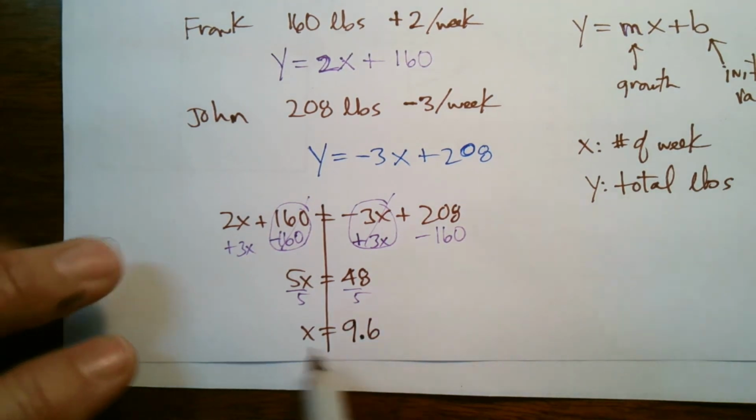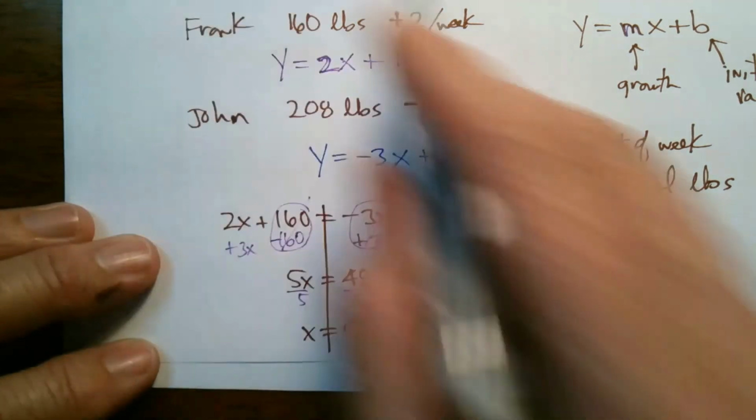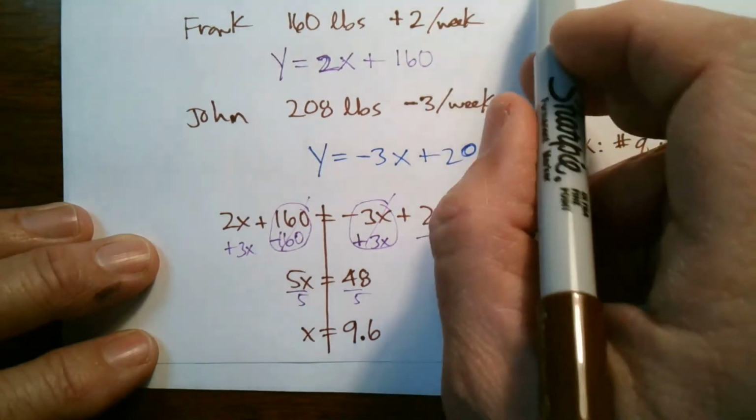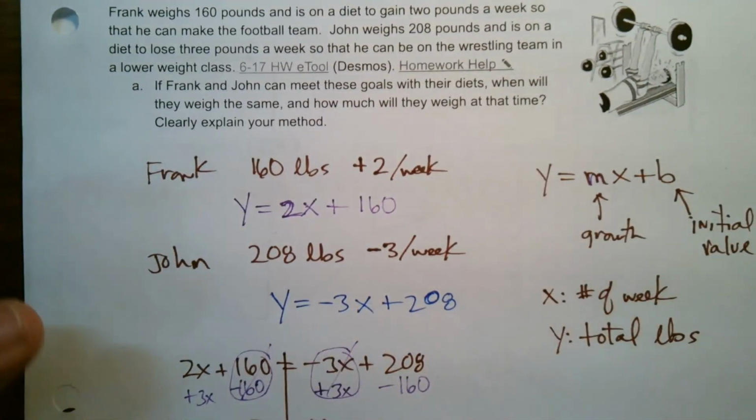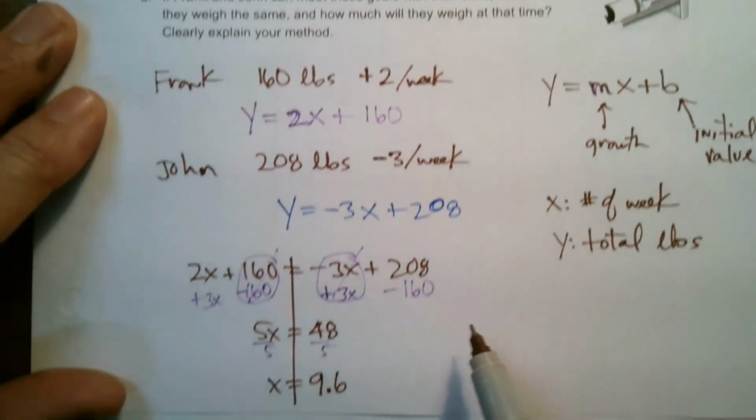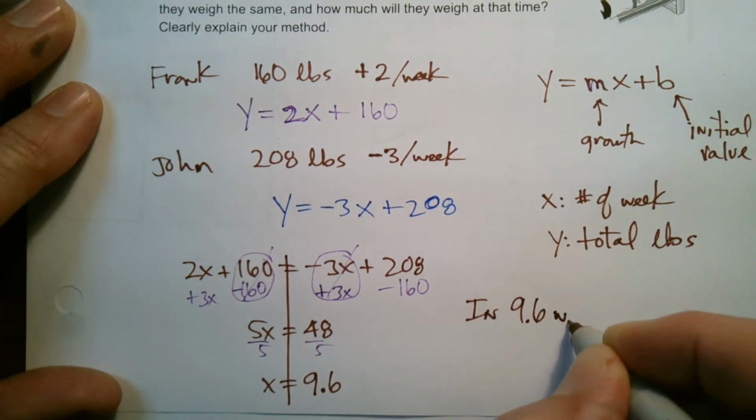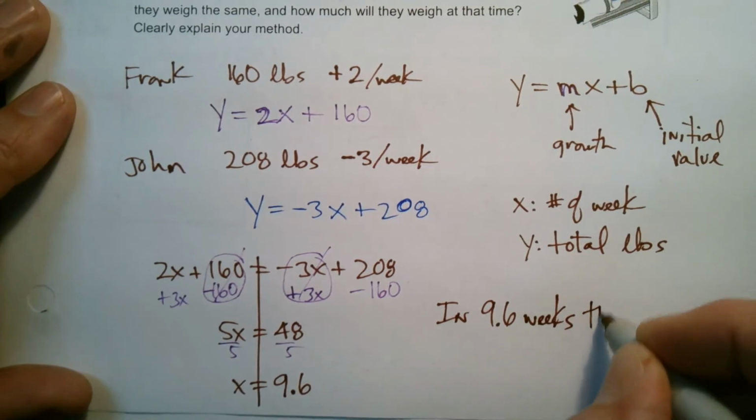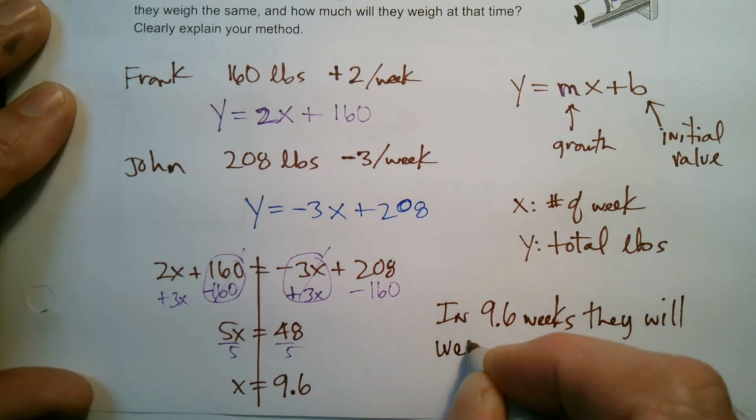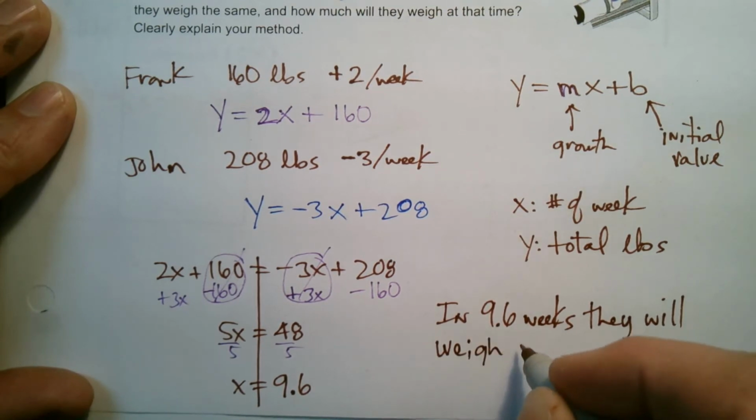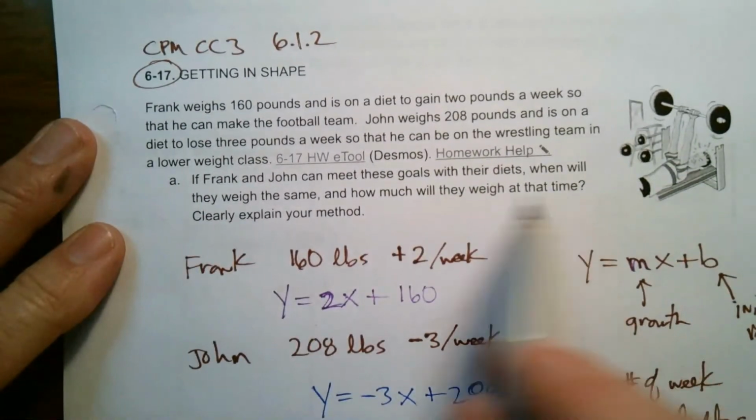9.6. So what does that say? That says it's going to take 9.6 weeks for them to weigh the same. Because it says, when will they weigh the same? That's what it was asking, right? So in 9.6 weeks, they will weigh the same. And then it asks the question, what is that weight? How much will they weigh at that time?